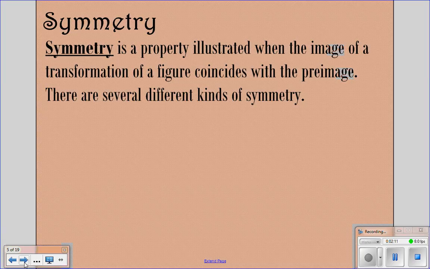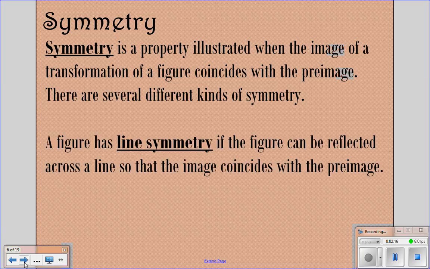There are several different kinds of symmetry that you can have. One is line symmetry. So line symmetry is when the figure can be reflected across a line so that the image coincides with the pre-image. So if you can draw a line to split your figure into two congruent pieces, then you have line symmetry with that figure.